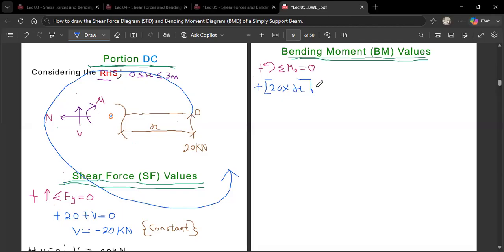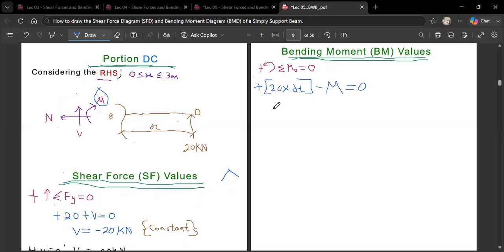Then at the end of the day, there is no other force to multiply with any distance again. So the next thing we are going to do is that we consider this moment. This moment is actually a clockwise moment, so we say minus M. Since there is no other one, we equate all of these to 0.